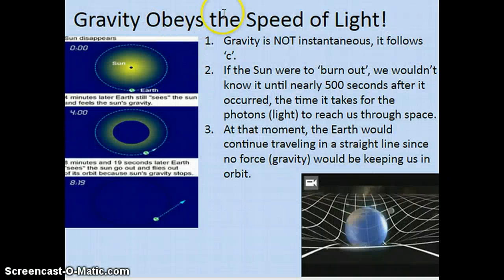So here we can look at how gravity obeys this very rule too. Gravity is not instantaneous. It follows the speed of light. So if the sun were to burn out, in this little cosmological scenario where the sun vaporizes, the gravitational field of the Earth and the sun would not move or change instantaneously. The Earth would continue traveling in a straight line, but not until after the light and gravity traveled to us at the same time. So here goes.